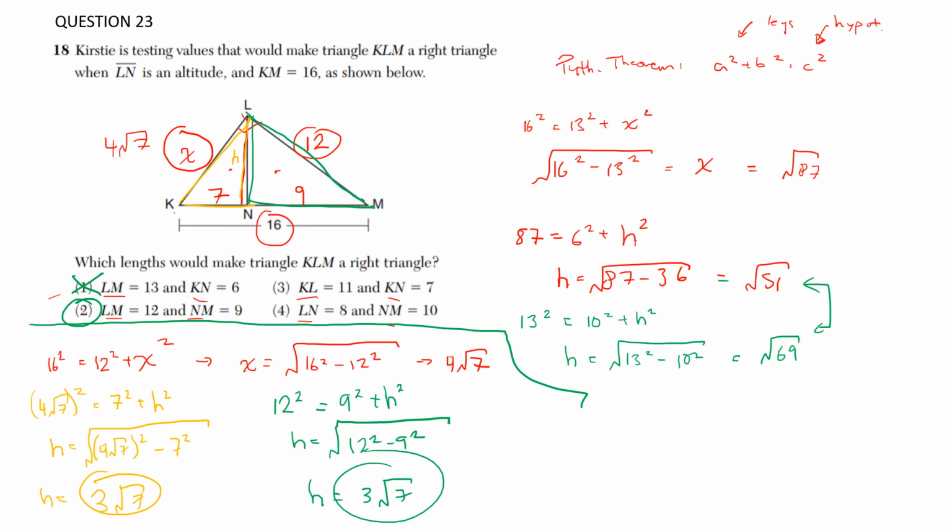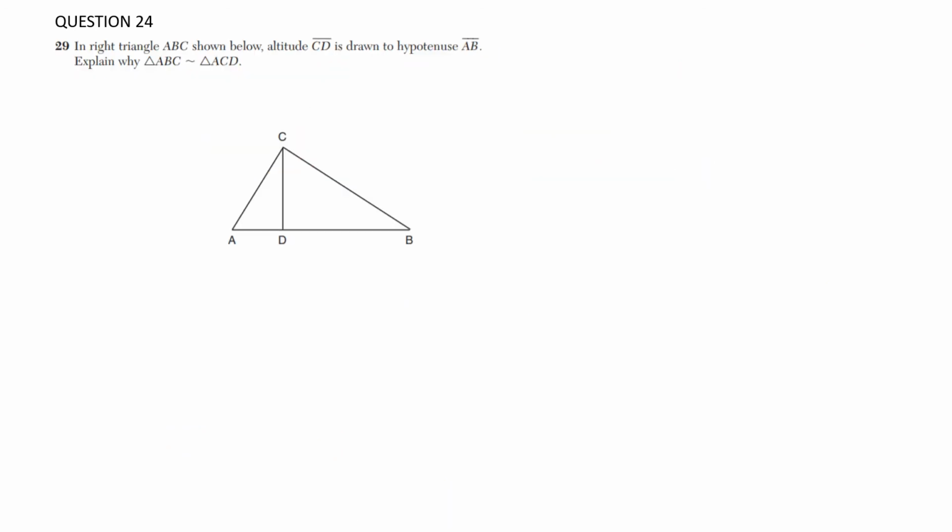All right, question 24. This is very similar to the question we just did. So in triangle ABC below, altitude CD is drawn to the hypotenuse AB. Explain why the big triangle ABC, so that's here, here, and here, is similar to triangle ACD. I'm going to highlight that in green. This is this small triangle over here.